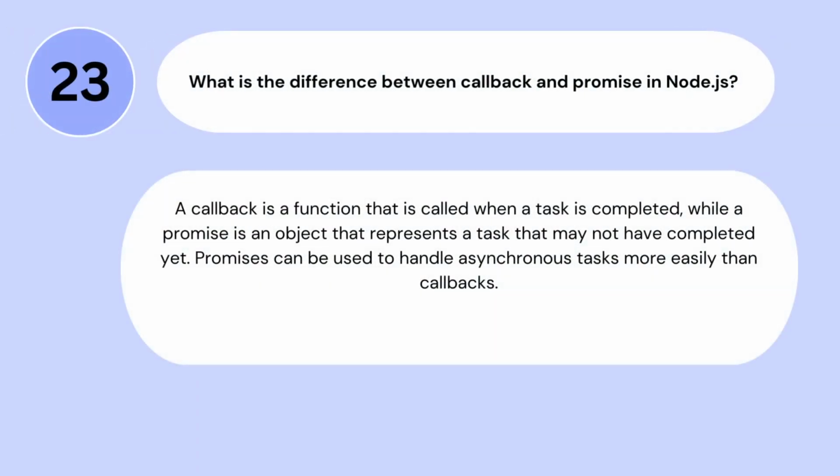What is the difference between callback and promise in Node.js? A callback is a function that is called when a task is completed, while a promise is an object that represents a task that may not have completed yet. Promises can be used to handle asynchronous tasks more easily than callbacks.